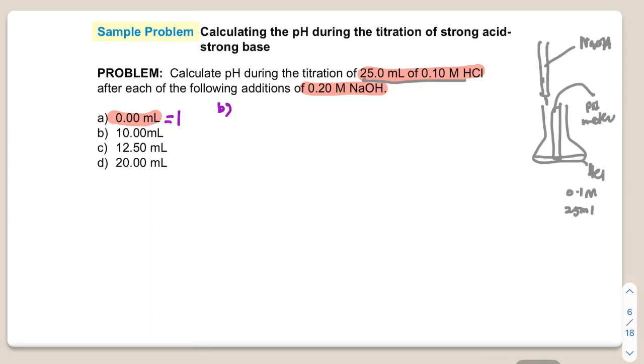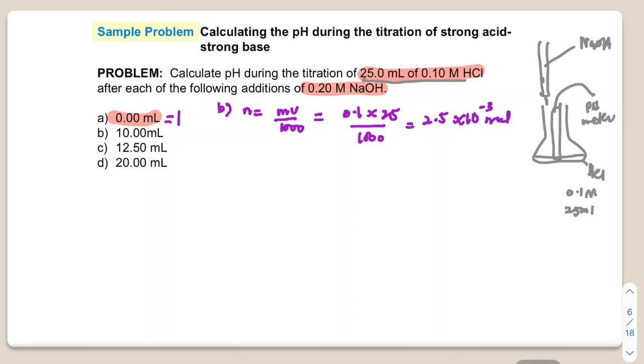B is when 10 ml of the sodium hydroxide is added. Now we start to have the sodium hydroxide going down here and reacting with the HCl in a conical flask. So we have to know the amount of the HCl. n of the HCl is equal to mV over 1000, which is 0.1 multiplied by 25 ml over 1000, so it is equal to 2.5 times 10 power of negative 3 mole.